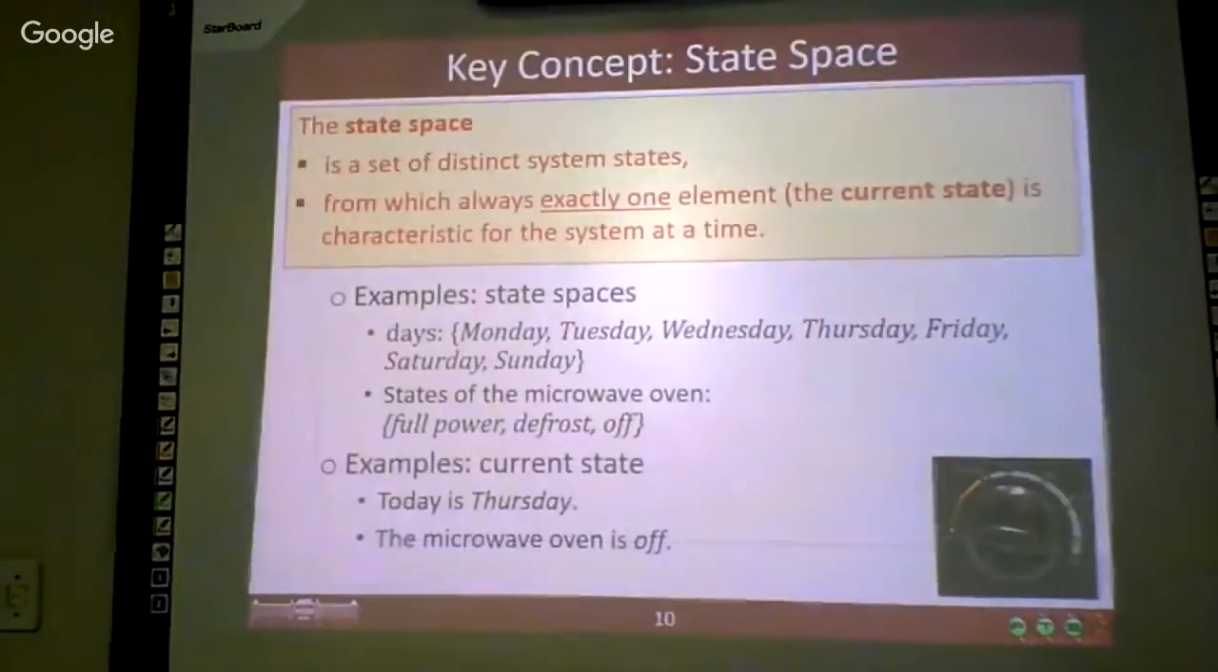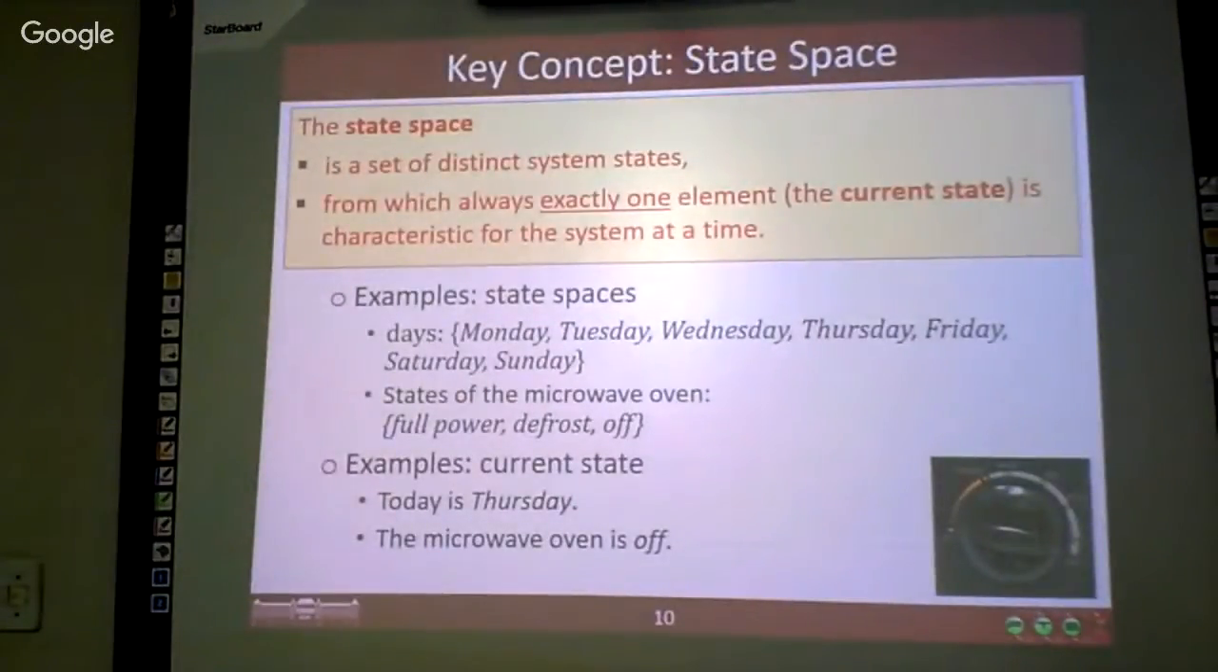And in state-based systems, we have to define the concept of state space. The state space is the set of distinct system states from which always exactly one element, that is called the current state, is characteristic for the system at the time. So at a time point, one element of the state space will describe our system.